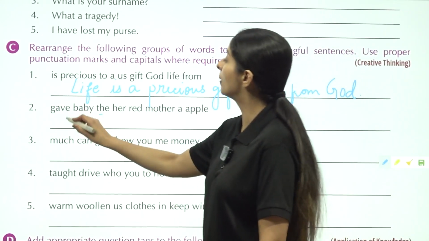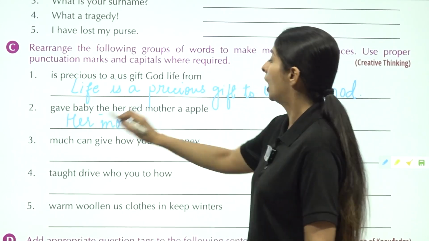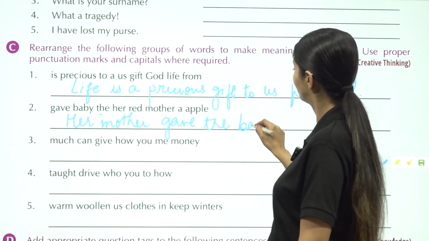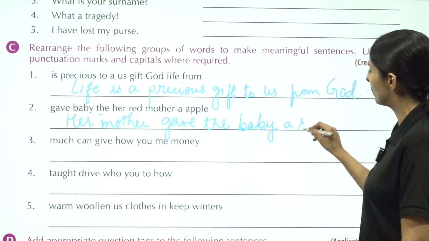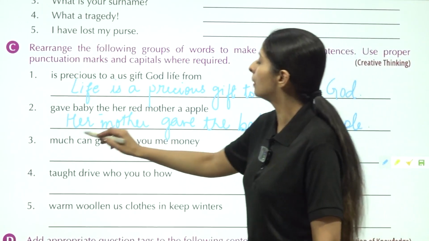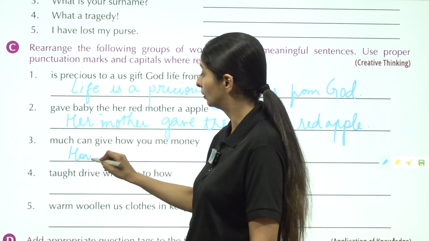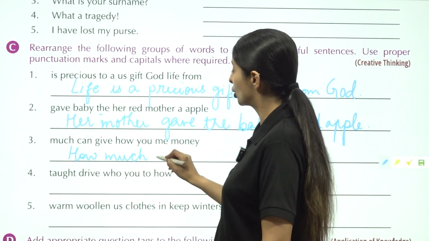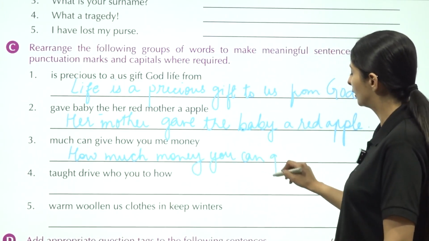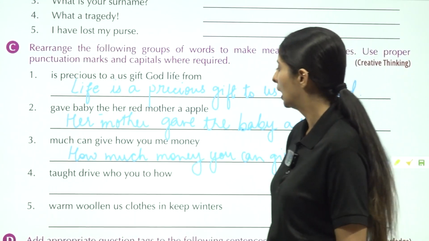Next, gave baby her red mother a apple. So her mother gave the baby a red apple. Full stop. Next, much can give how you me money. So how much money can you give me? So it is a question mark.